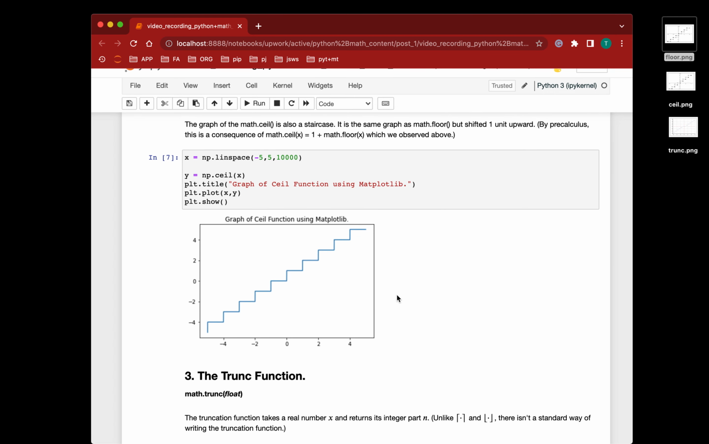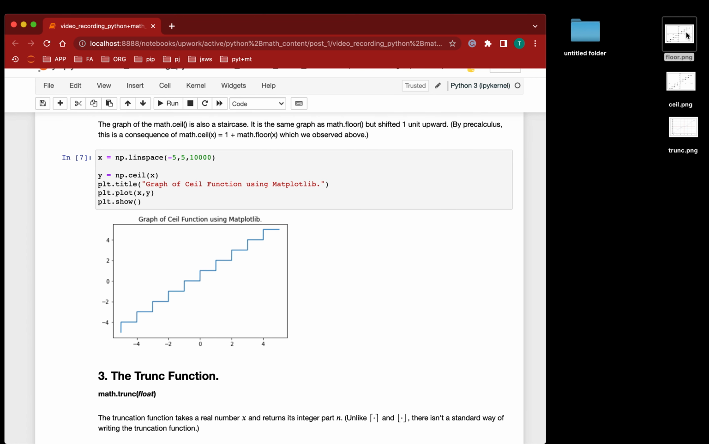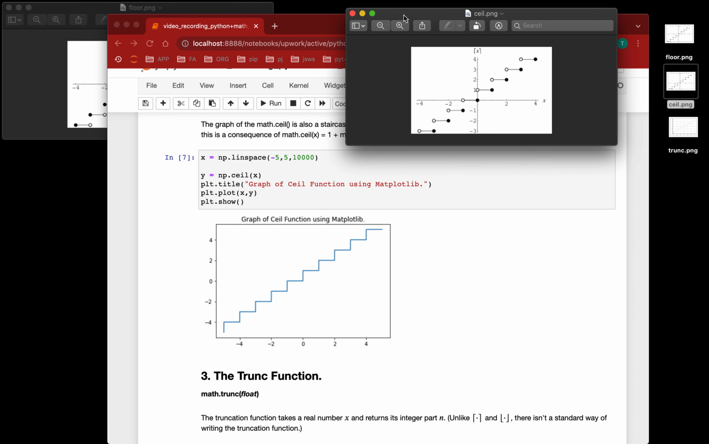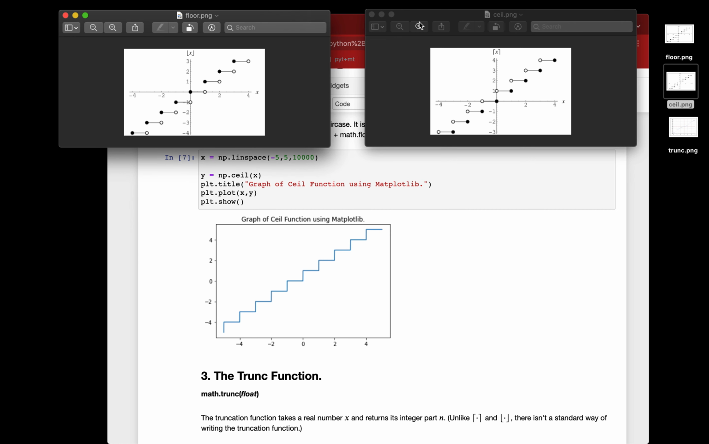Okay, let's now look at the graph of the ceil function. As we did with the floor function, we can use matplotlib to plot it out. And once again, you have these vertical components around the integer points. As we said before, you're not supposed to have these vertical components mathematically speaking, and the graph of the ceil function should look like this instead. Instead of the vertical components, you should have an open point and a closed point, like so.